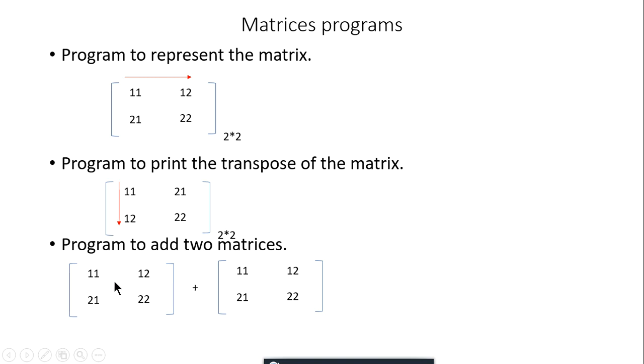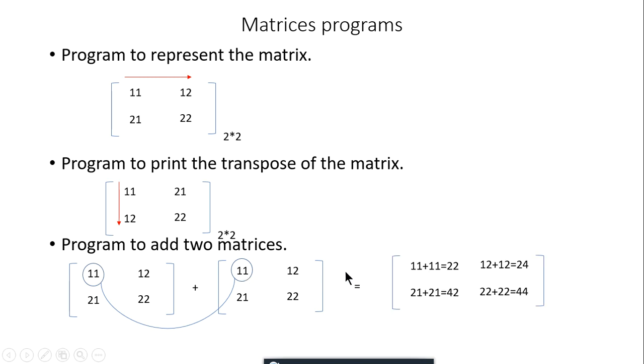Okay, now matrices addition is simple. The first element is added with the first element of the second matrix, and the second element is added with the second element in the matrices. So something like this one. So 11 will be added with 11, that is 22. Then 12 plus 12 equals 24. Then 21 plus 21 equals 42. Then 22 plus 22 equals 44.